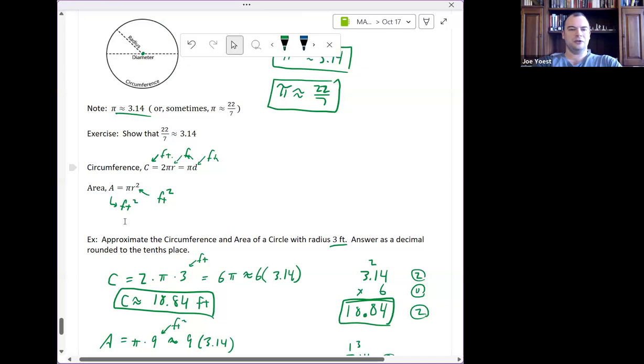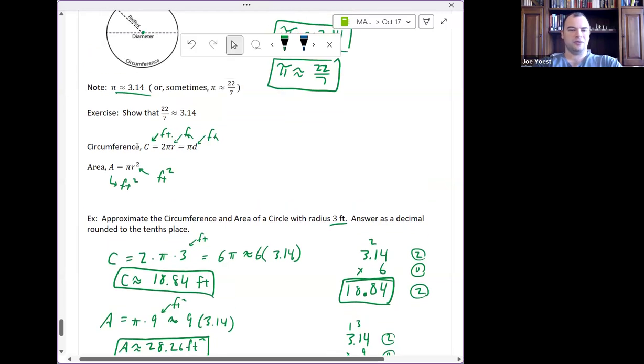So we just need to know these two formulas and plug in and know the approximation for pi, and we're good to go. We can do all of the operations that we need to do now, provided we're given the formulas or know the formulas and the approximation for pi.